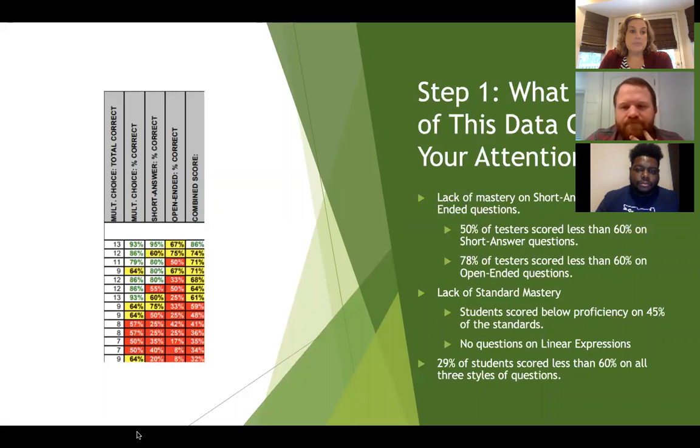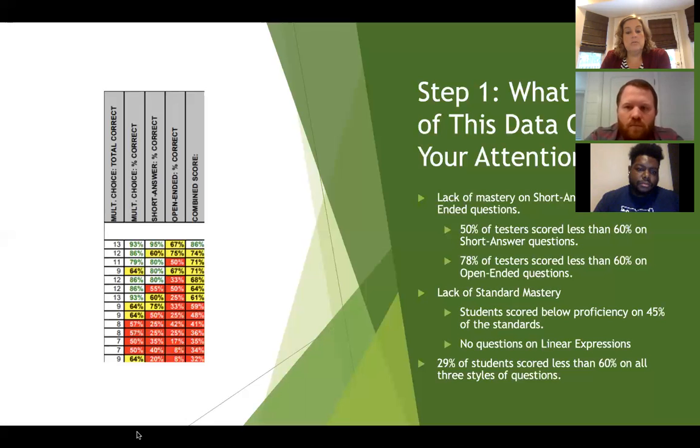Yeah, it really jumped out at me, the standard mastery, not so much based on short answer or question style, but just on basic standard mastery. 45% of the students scored below proficiency. So that's almost half of the class not meeting proficiency on standards. It also jumped out to me that there was a standard on linear equations, yet it was not a part of the testing process. So there was no data for students' mastery of linear equations.